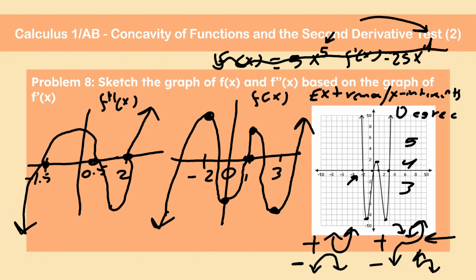So you have a relative maximum up here, a relative minimum down here, a relative maximum up here, and a relative minimum down here. And you would have 1, 2, 3, 4, 5 roots, which lines up with what was said earlier. And this is the final answer.